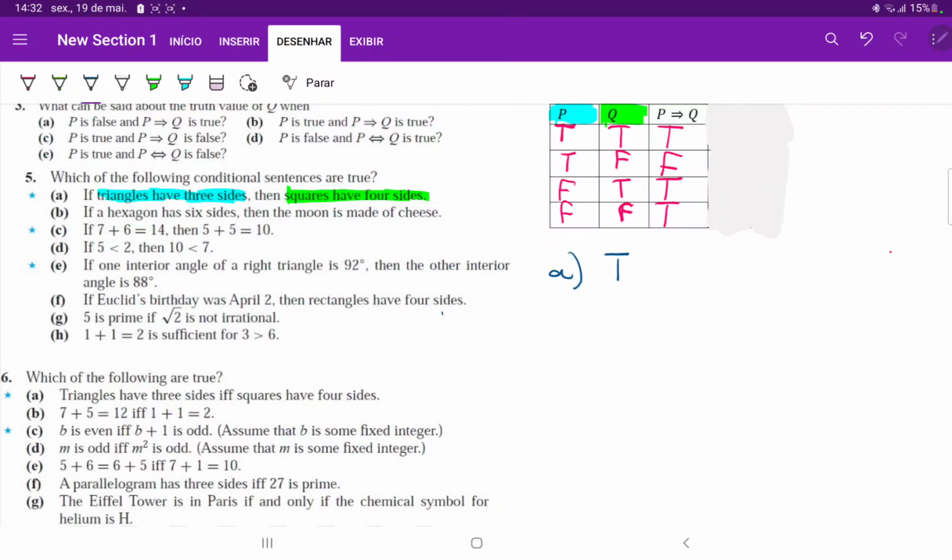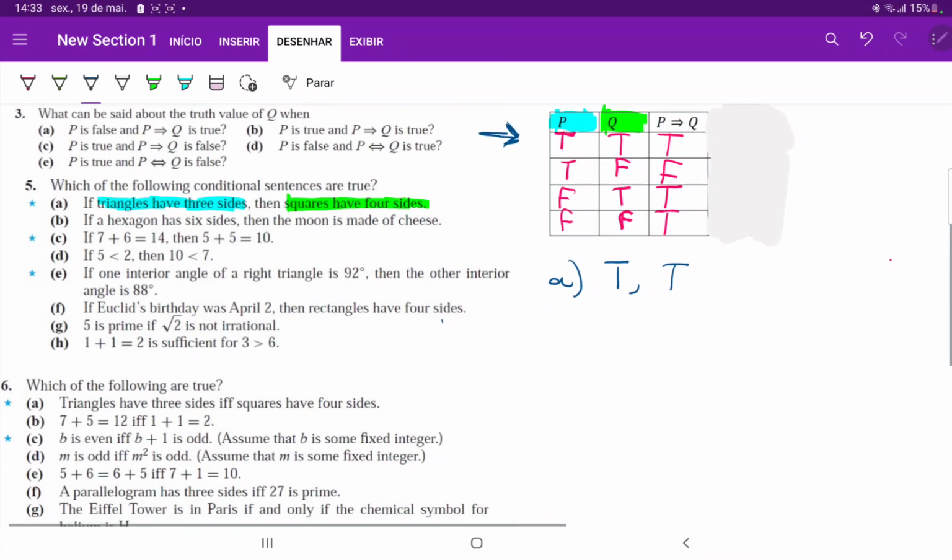So P is true, because triangles do have 3 sides, and squares do have 4 sides. So we have the combination true and true. And we can see that this combination exists in the first row, and therefore the conditional is also true. So in this case, we have true. Let's look at item B.